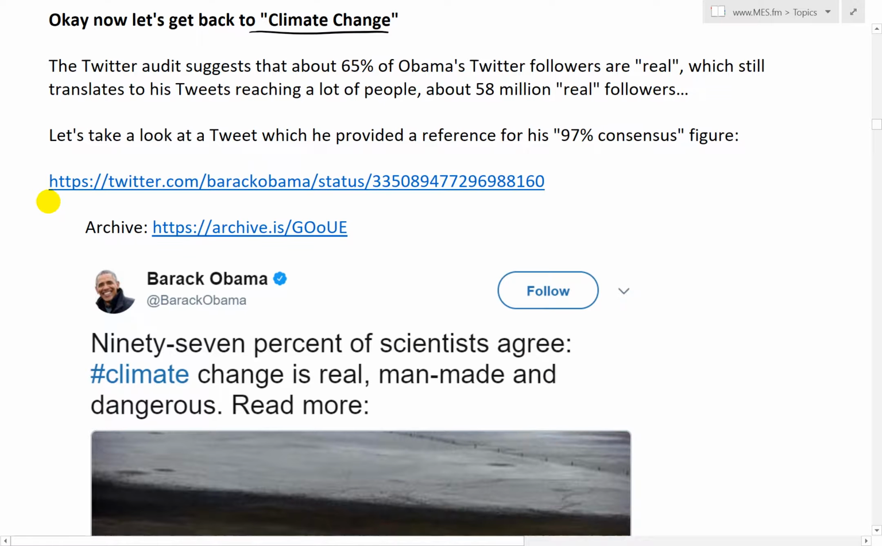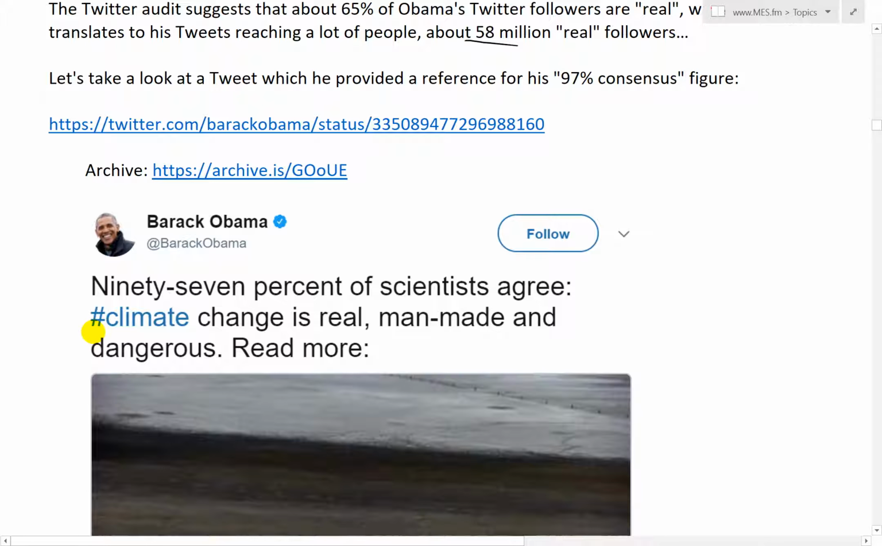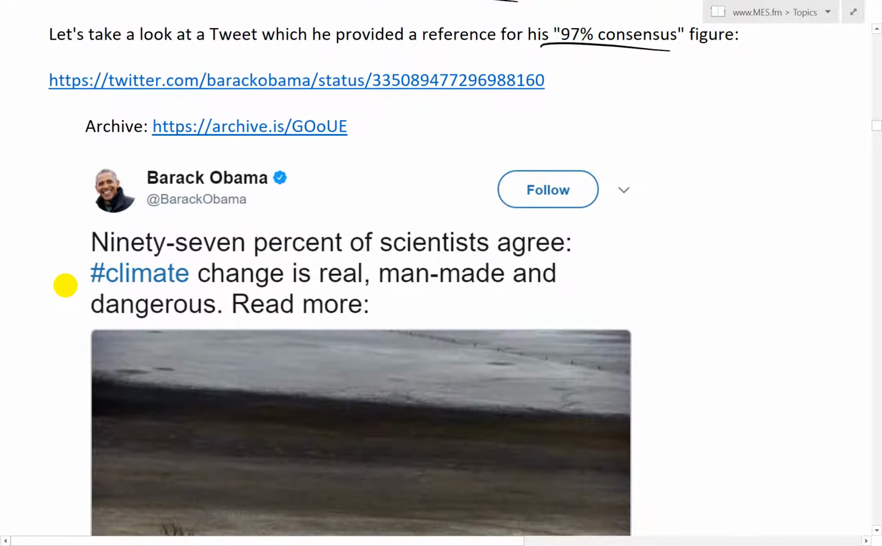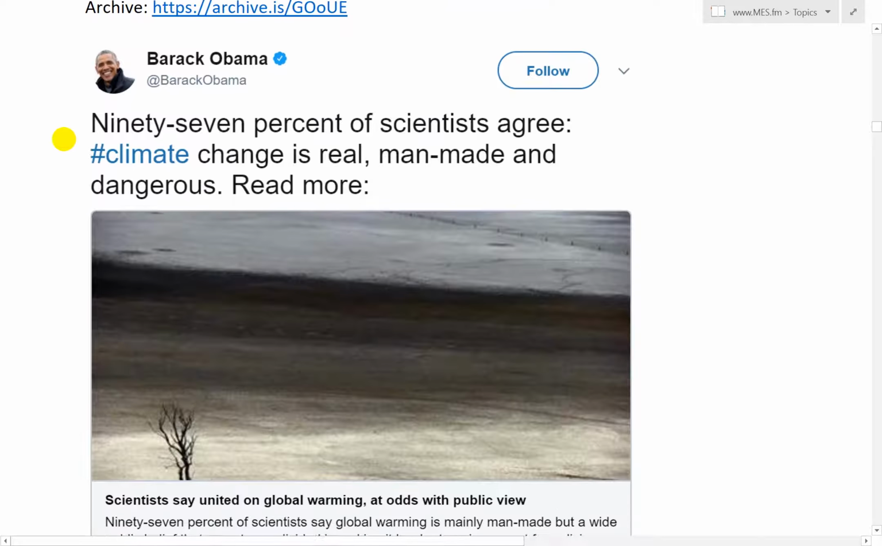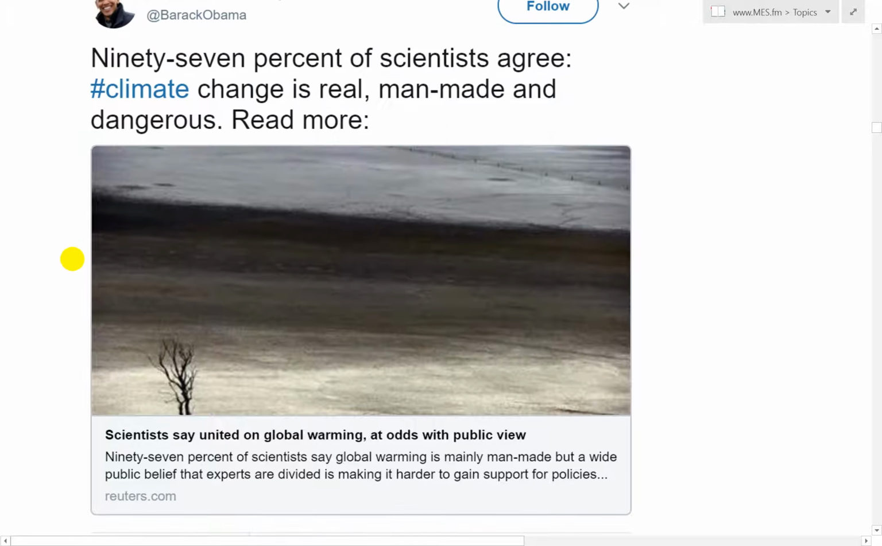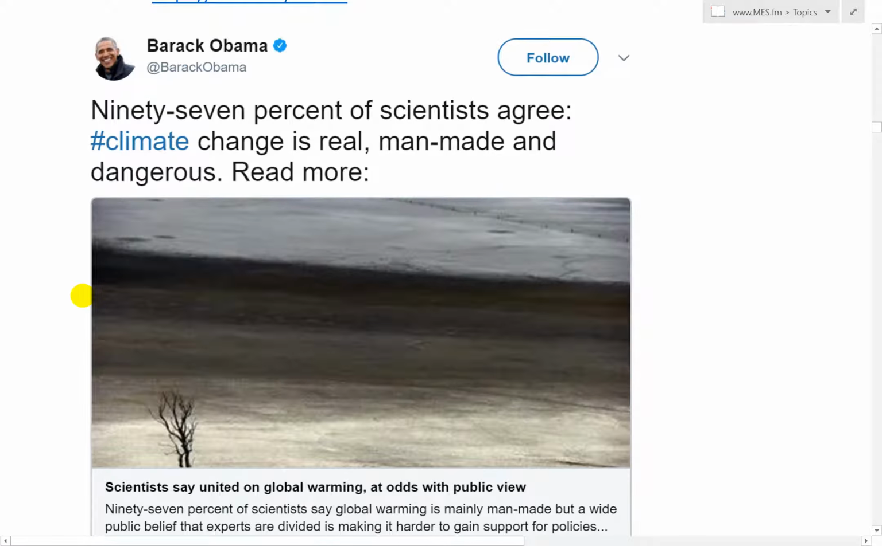So Twitter Audit suggests that about 65% of Obama's Twitter followers are real, which still translates to tweets reaching a lot of people, about 58 million real followers. Let's take a look at a tweet in which he provides a reference for his 97% consensus figure, and that's here. This is from 2013. 97% of scientists agree climate change is real, man-made, and dangerous.